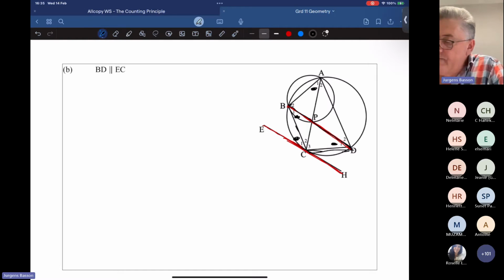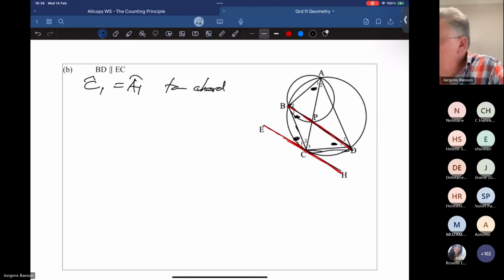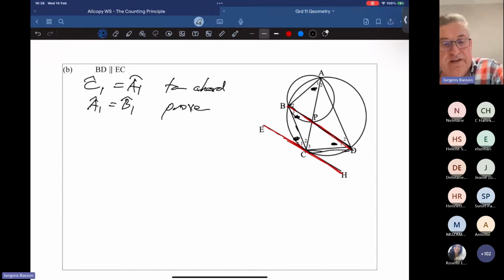I will start off by saying that angle C1 is equal to A1. I used that triangle. But of course, we can use this one as well. But C1 equal to A1 is tan chord theorem. And then we already proved A1 equal to B1. And that we've done in the previous one. Those two are equal. And that we set in the previous one.